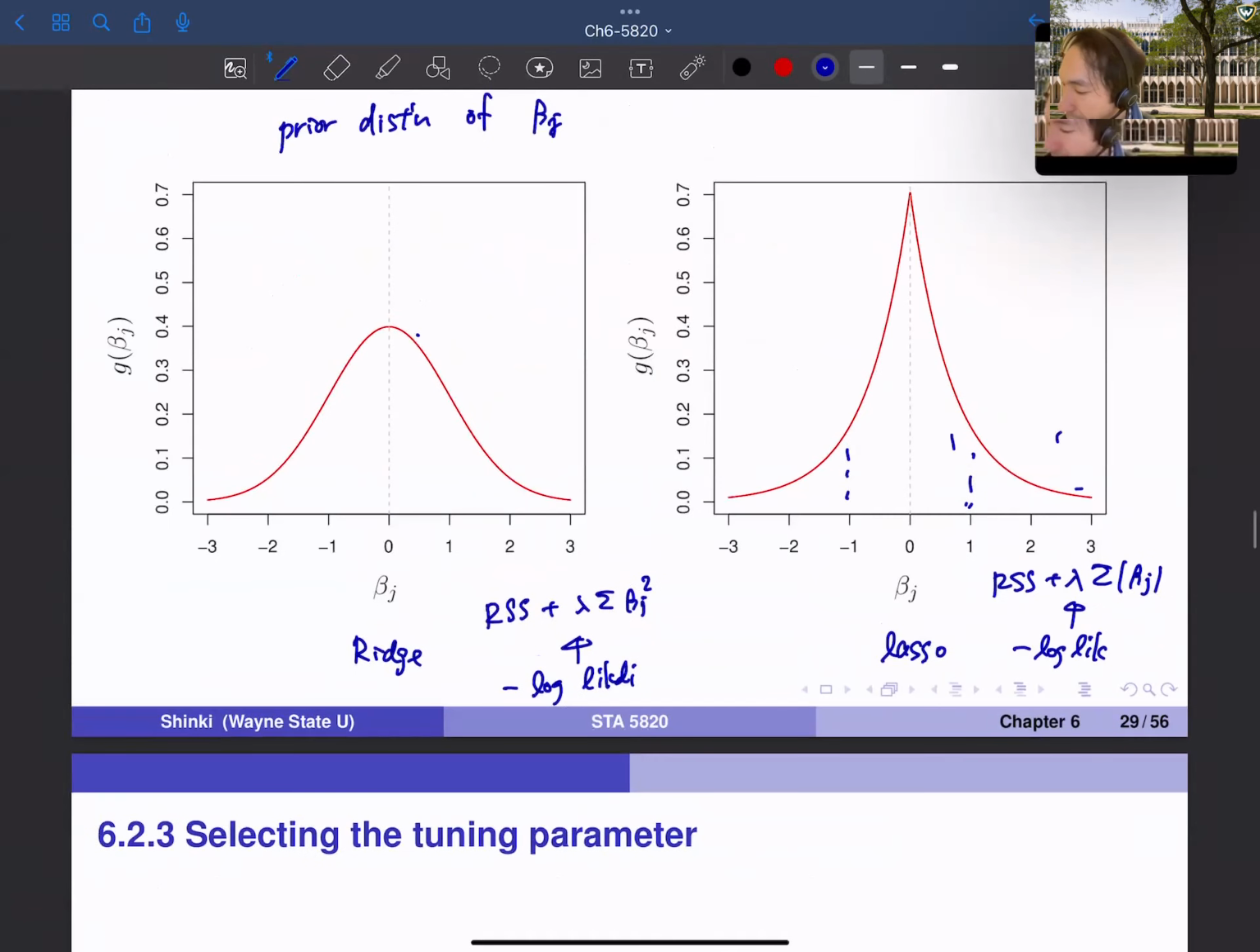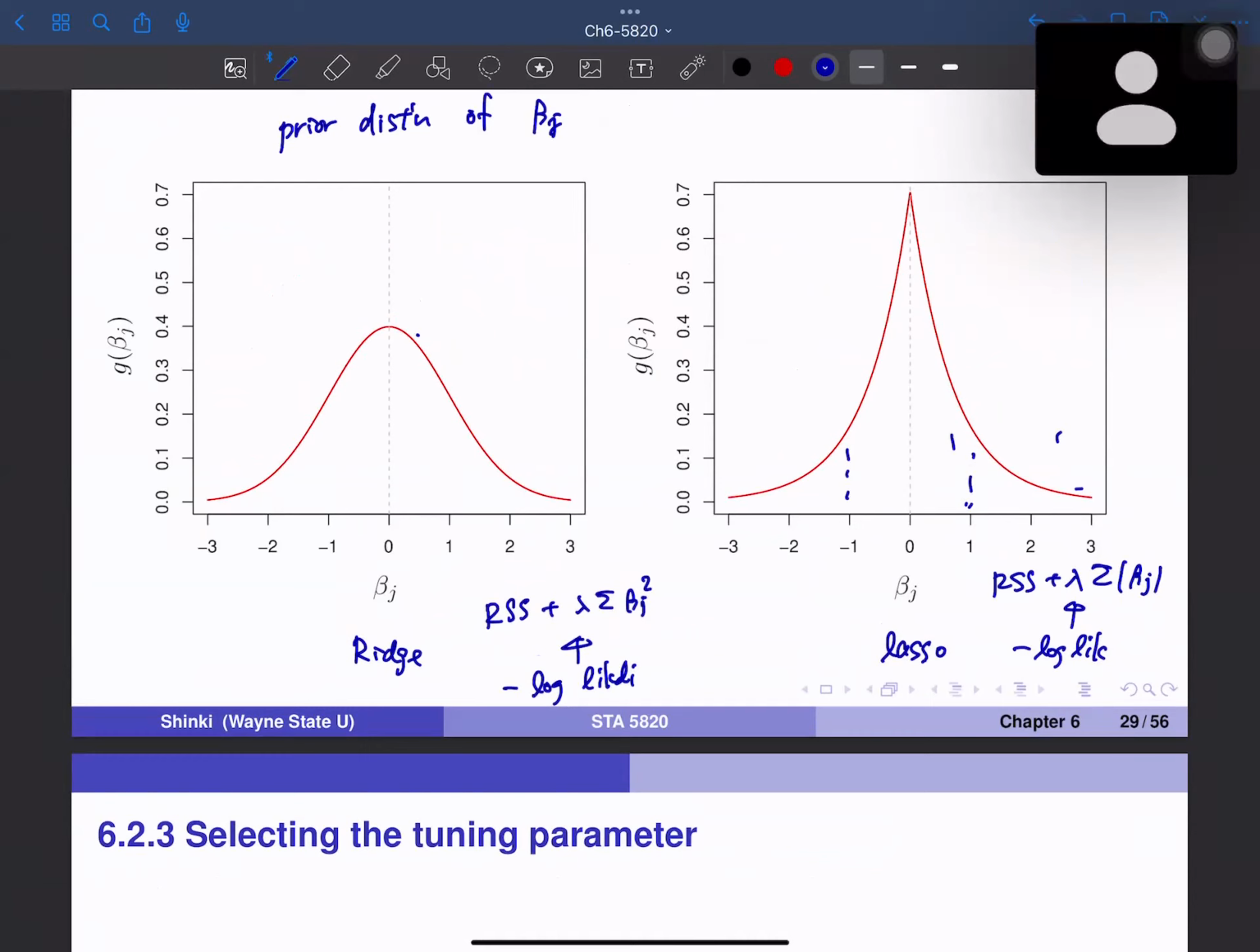Oh, have you studied Bayesian statistics before? Maybe not. Your class, 5700, just a little bit.